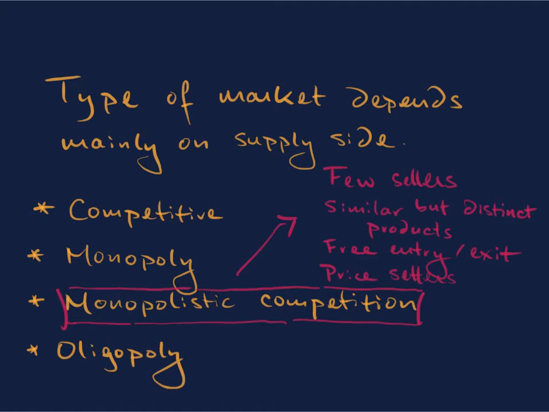Another example of monopolistic competition might be the fashion industry, where there are a handful of companies that each produce similar clothing, or they all compete in the clothing market, but each has their own distinct style. So Gucci and Versace and Ralph Lauren, they all produce clothing and they compete in the clothing market, but they have their own unique products.